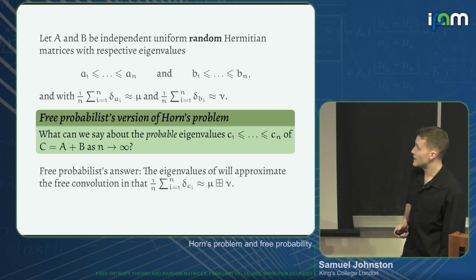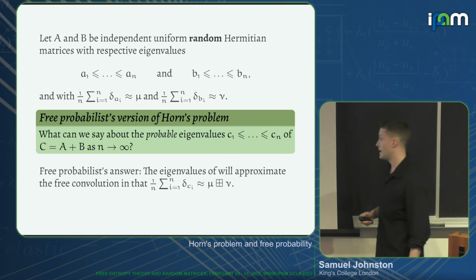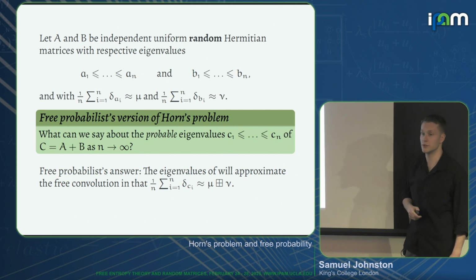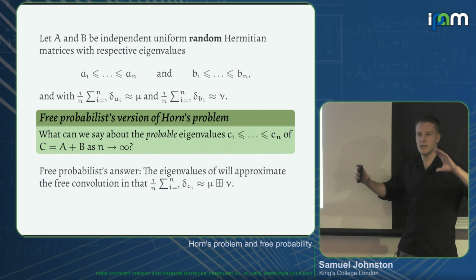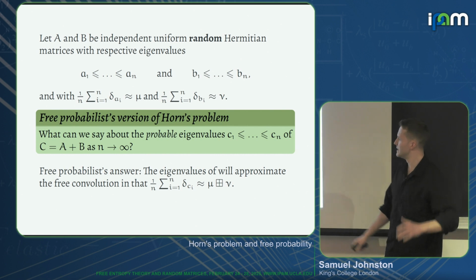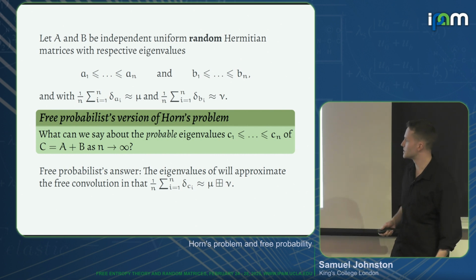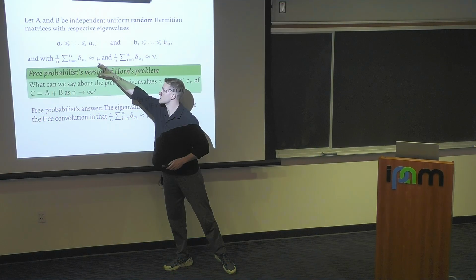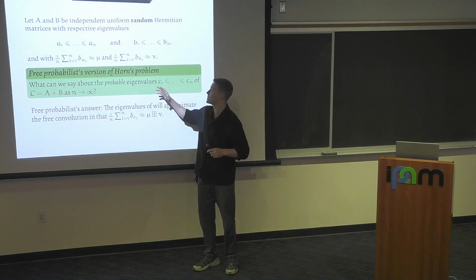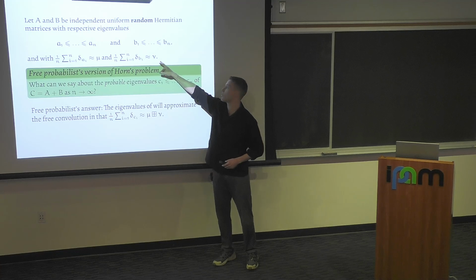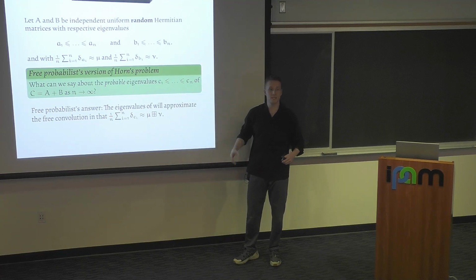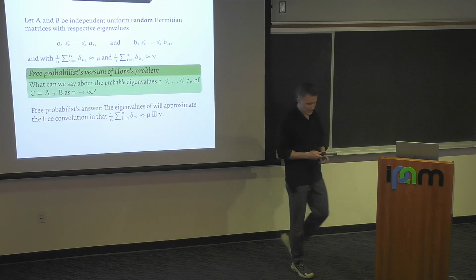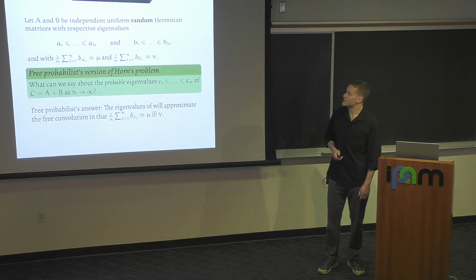And of course, the free probabilist's answer to this problem is that the eigenvalues will likely approximate the free convolution. So if we take a typical matrix A, where I'm using typical in a kind of informal sense, with eigenvalues approximating this measure, and a typical large matrix B with eigenvalues approximating this measure, and we add them together, their eigenvalues will likely approximate this measure. Okay, but can we relate the two perspectives?